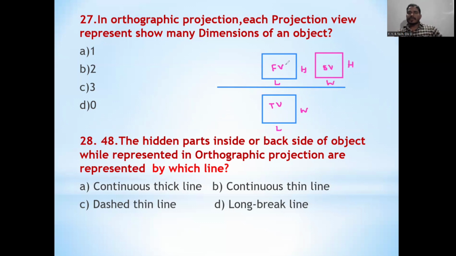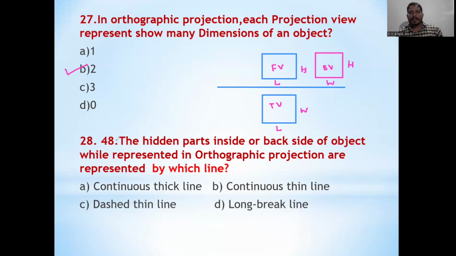If you observe, whatever views we get from orthographic projection, the front view, top view, or side view, each gives only two dimensions. The front view gives length and height, the top view gives length and width, and the side view gives width and height. Each and every view from orthographic projection uses only two dimensions. So option B will be correct here.